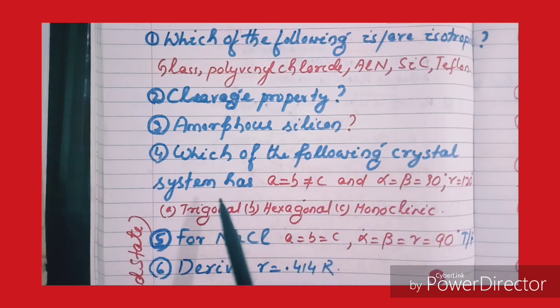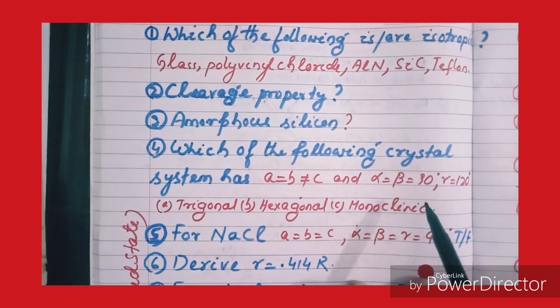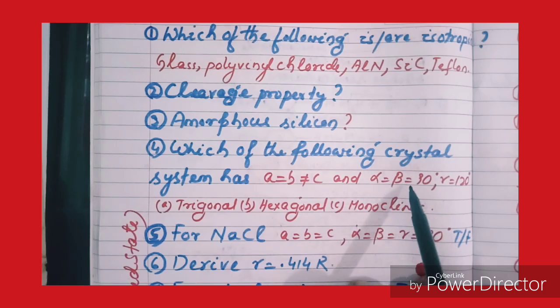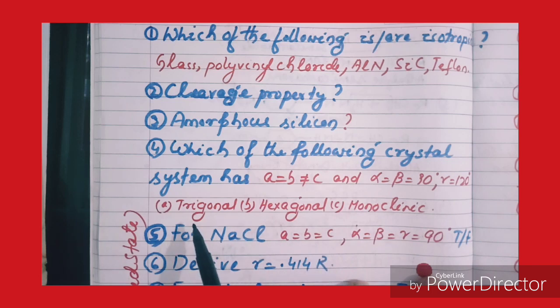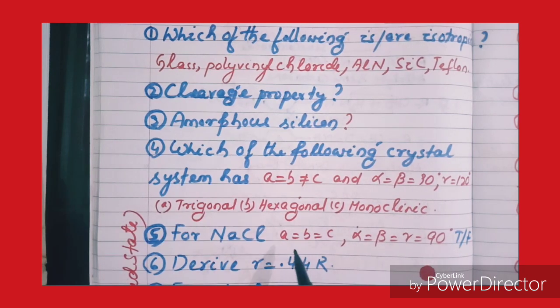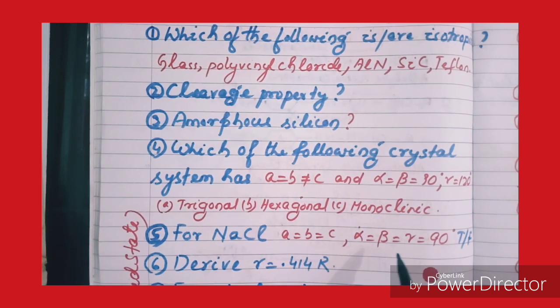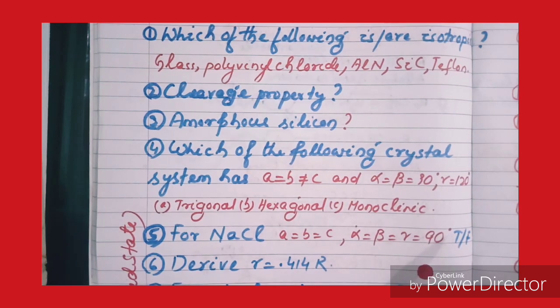Which of the following crystal systems has a = b ≠ c, and alpha, beta equal to 90 degrees, gamma equal to 120 degrees? Whether it is trigonal, hexagonal or monoclinic. For NaCl, a = b = c, alpha = beta = gamma = 90 degrees. Is it true or false?